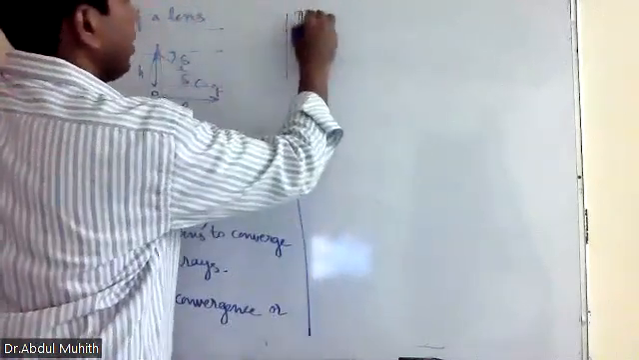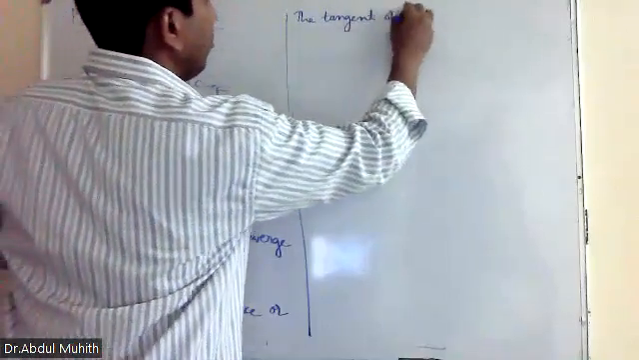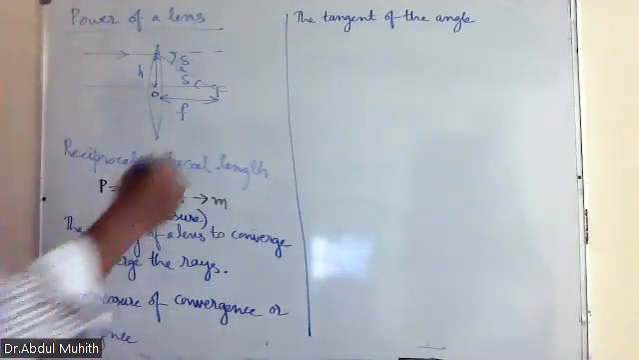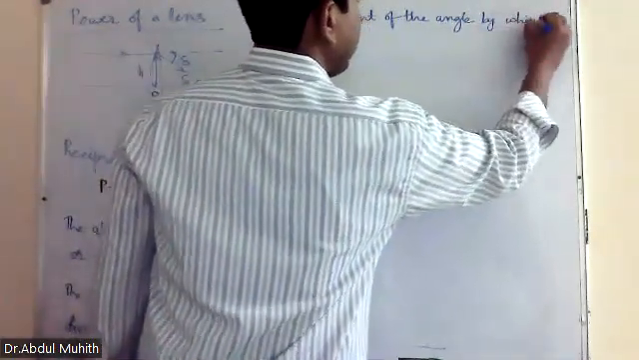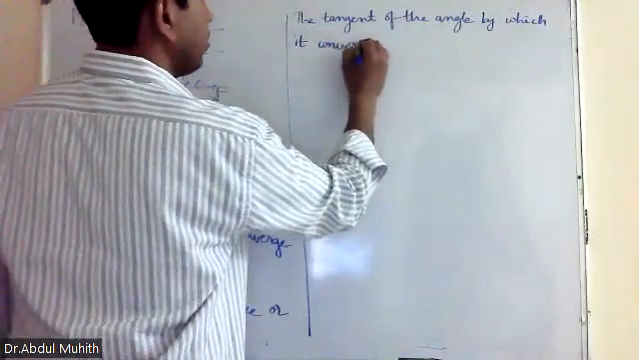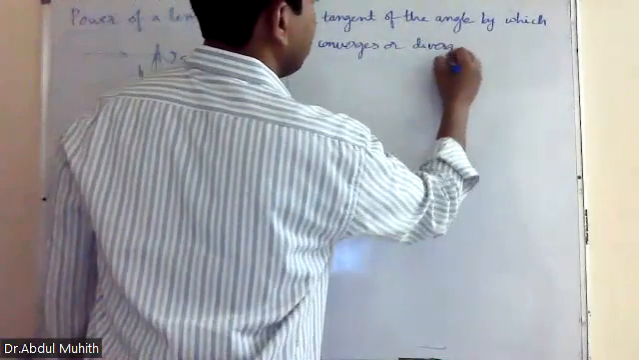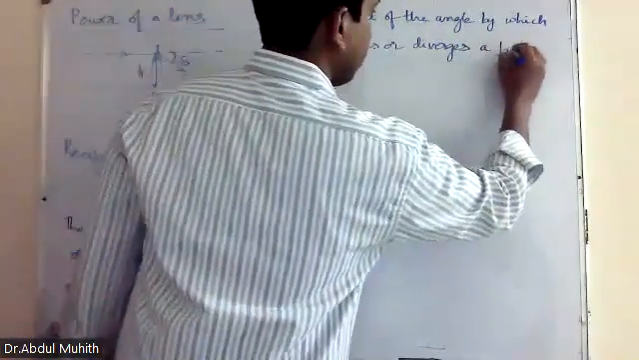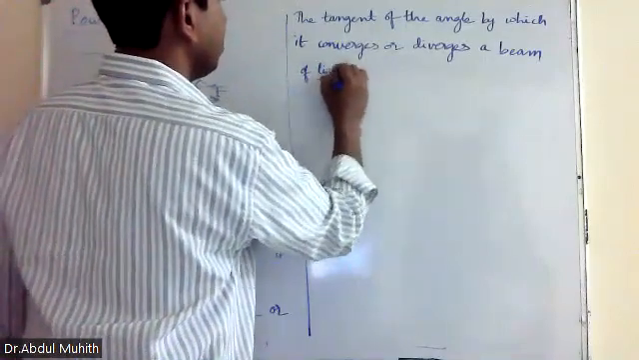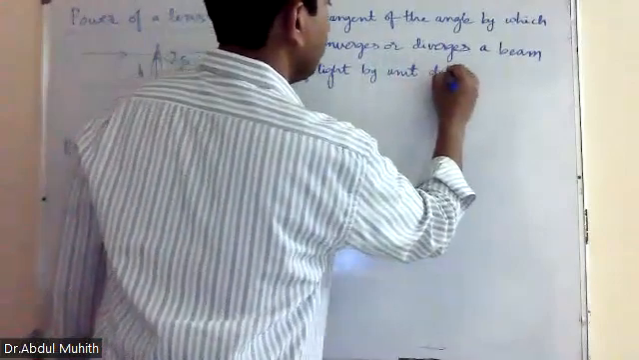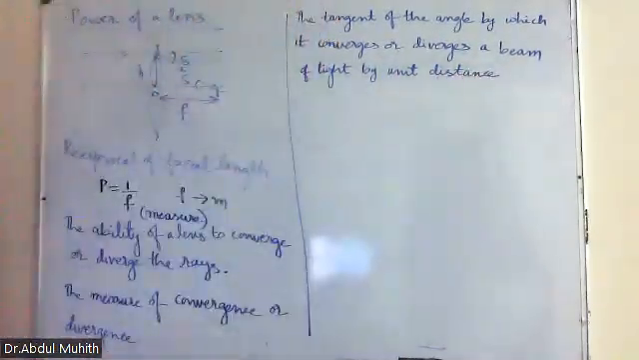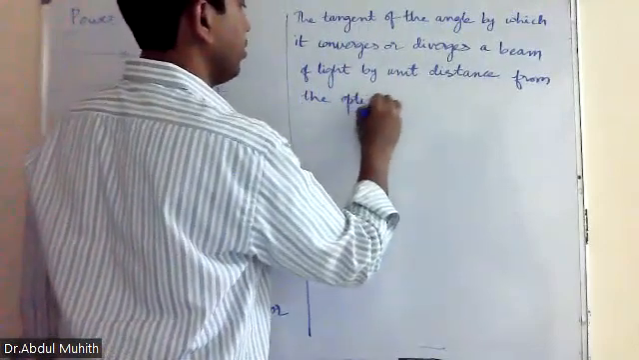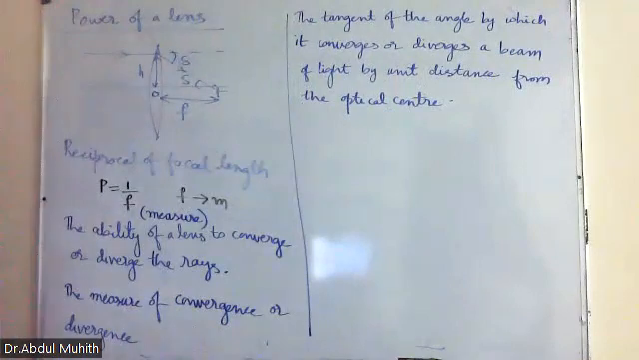Next one is the tangent of the angle by which it converges or diverges a beam of light at unit distance from the optical center. That is known as the power of a lens.